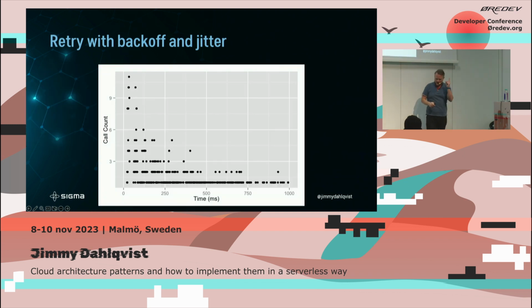We add a random wait to the backoff time. So if you look at the same study, but now with jitter added, we can clearly see that the load has been more distributed. There are no synced retries. There are some in the beginning, but they are slowly fading away. And that is due to adding this random wait to the backoff time.